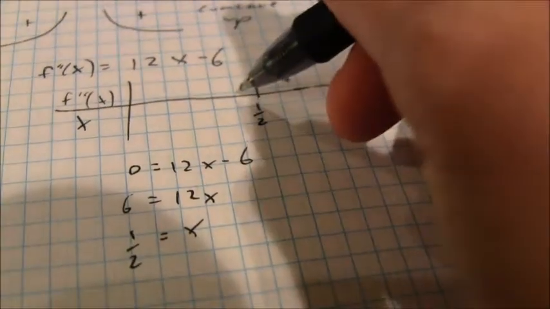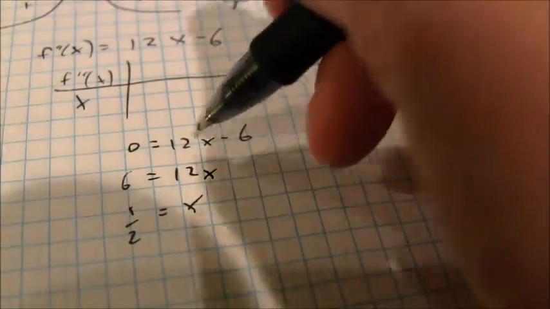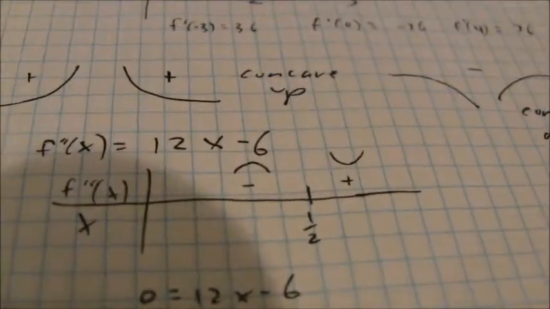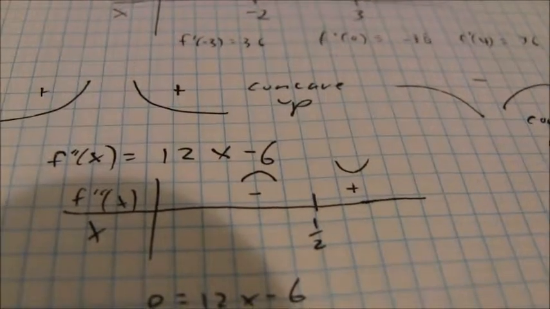And if I pick something smaller than 1/2, like 0, 0 minus 6 is going to be negative 6. And that's going to be concave down. So my graph is concave down until I get to 1/2, and it's concave up afterwards. And at this point, I can piece together my entire graph.